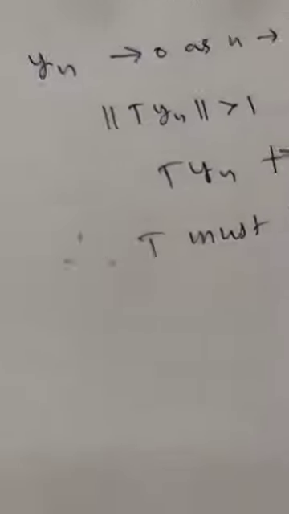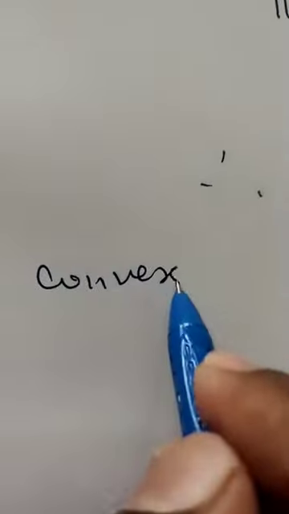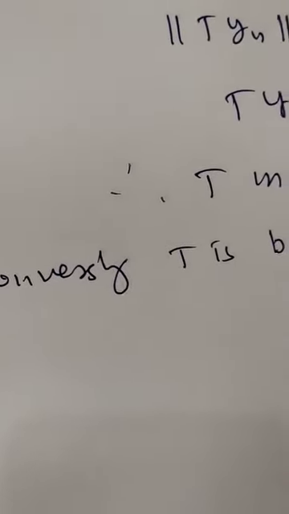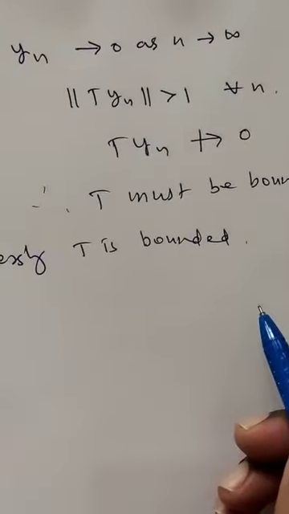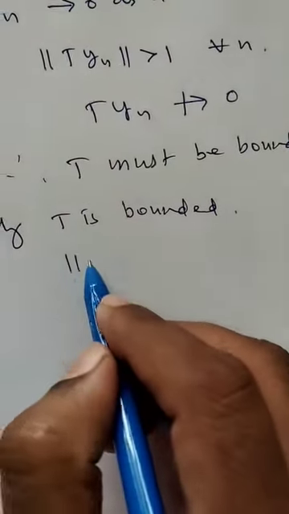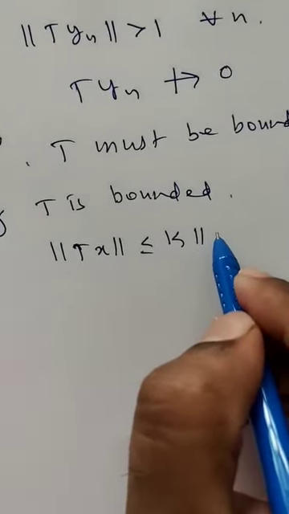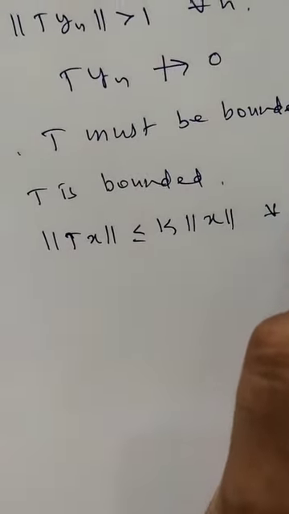Now the converse part. Conversely, you assume that T is bounded. You show that T is continuous at the origin. T is bounded means the norm of T of x is less than or equal to K times the norm of x for every x belonging to X.